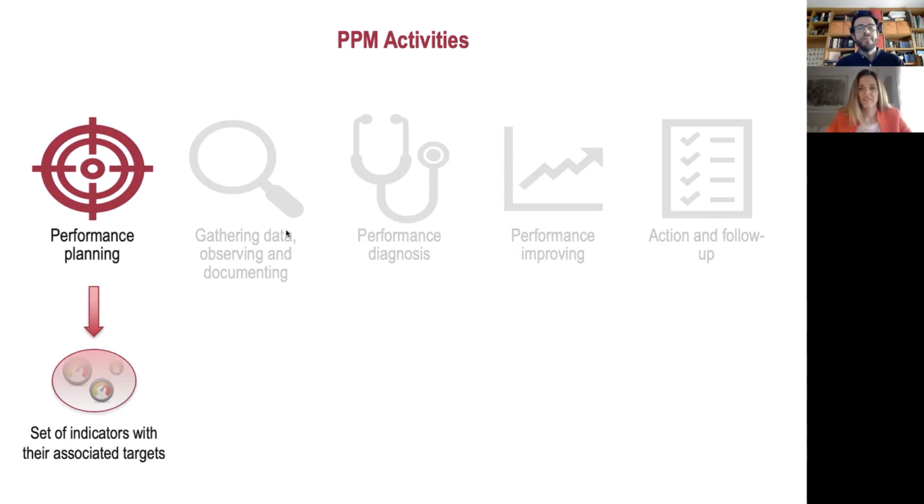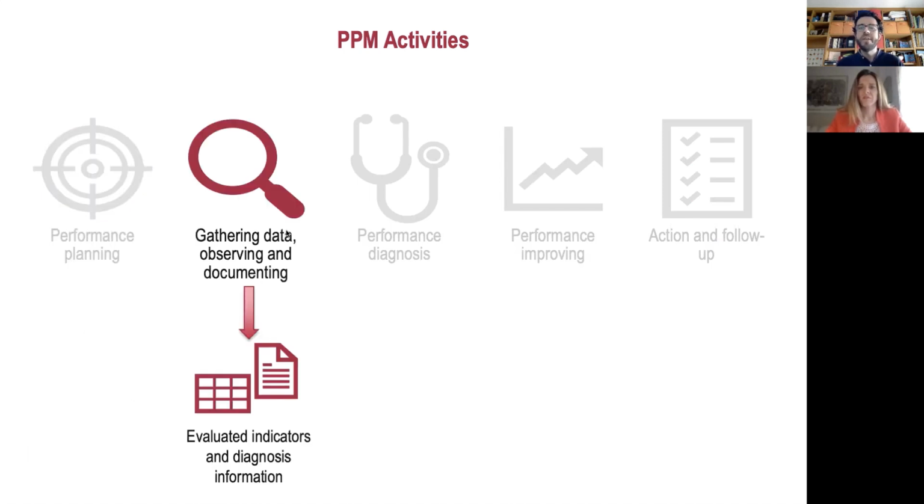It involves defining performance goals, which are a set of expectations of the performance of the process. These performance goals should be defined based on the strategic and operational goals of the organization. And they are usually materialized as a set of indicators with their associated target values. So the output of this task is this set of indicators obtained from these strategic and operational goals.